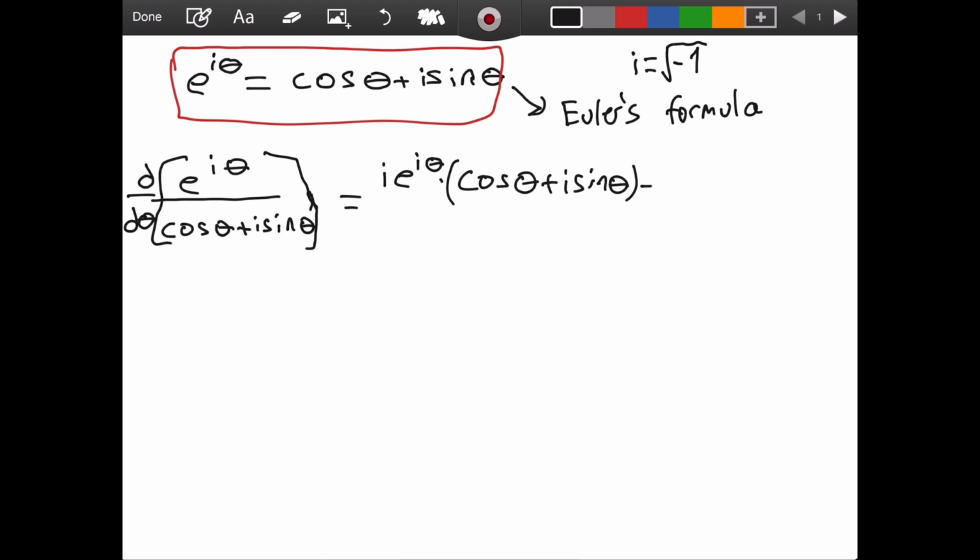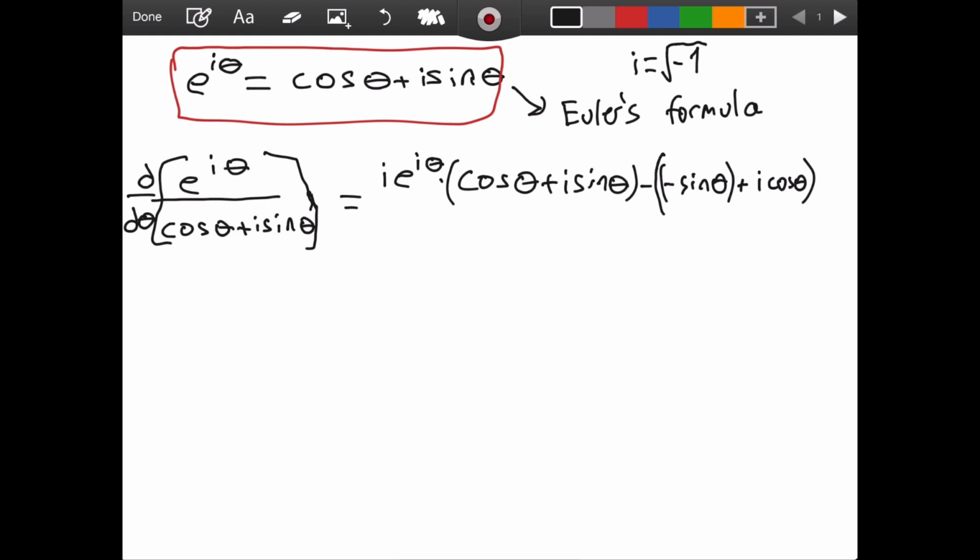Then we take the derivative of what is in the denominator. What is the derivative of cosine of theta with respect to theta? It is negative sine of theta, as I proved in a video a long time ago, plus the derivative of sine of theta, which is cosine of theta. We also have i here, so i cosine of theta. So this was the derivative of the denominator. I said it right this time.